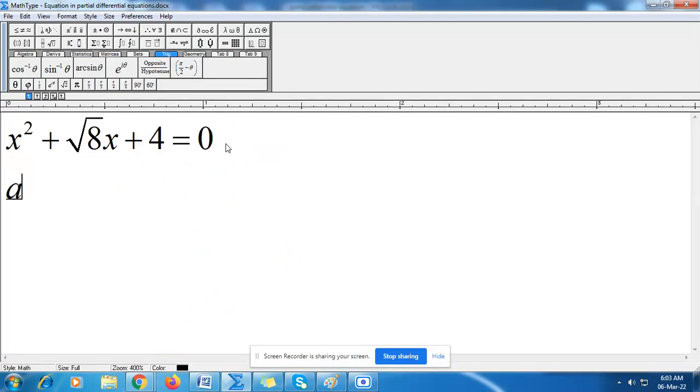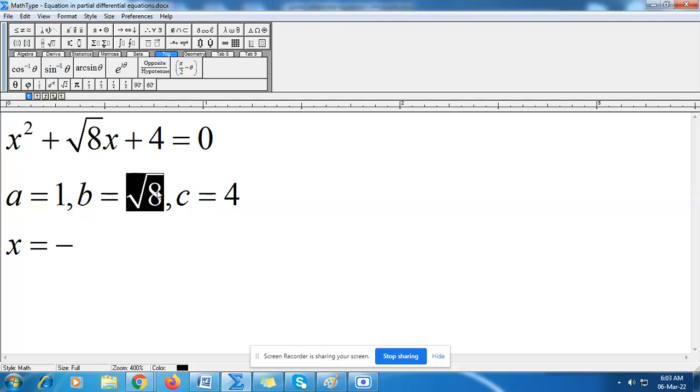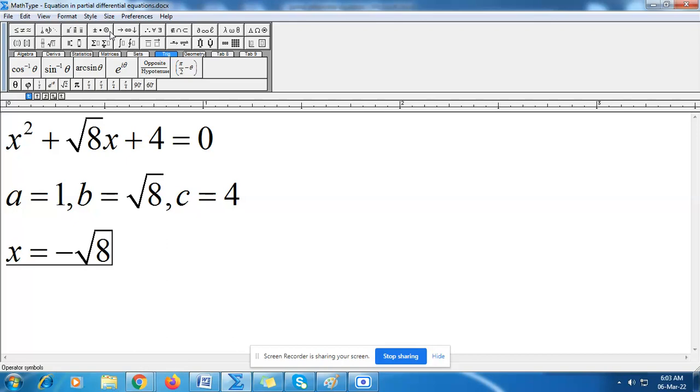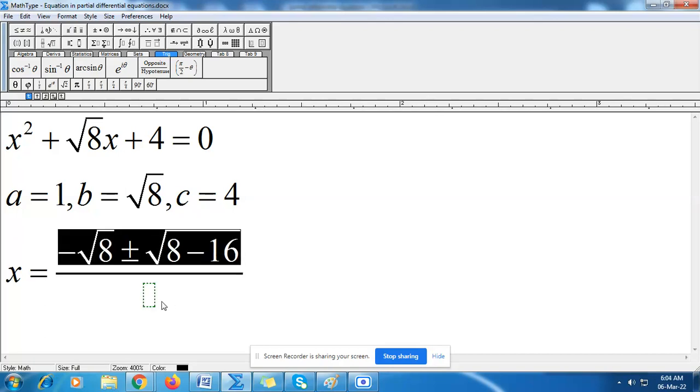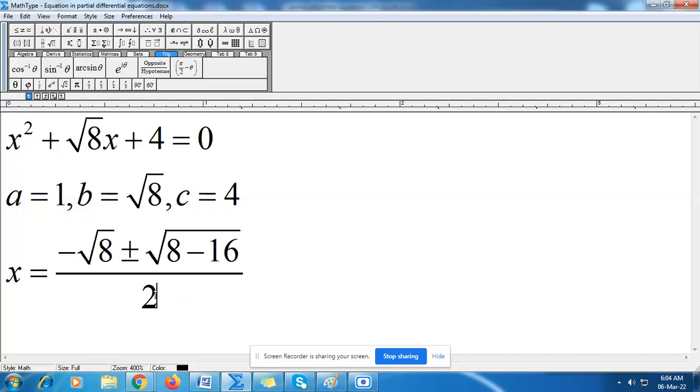So here a is 1, b is equal to root 8 and c is equal to 4. Now apply the formula x equals minus b, here b is root 8, plus or minus root of b square, root 8 whole square is 8, minus 4ac, 4 into 1 into 4, 16, all by 2a. Here 2a is 2.